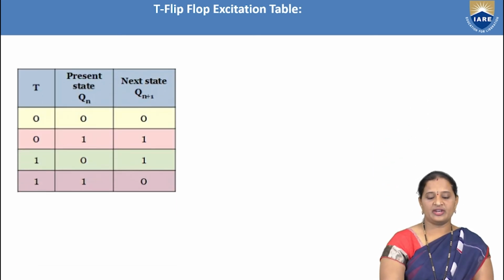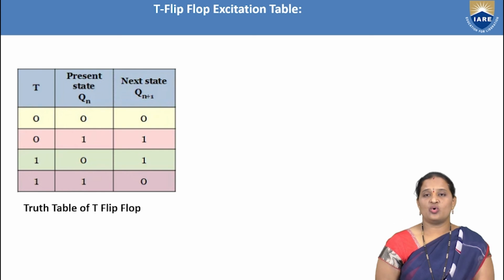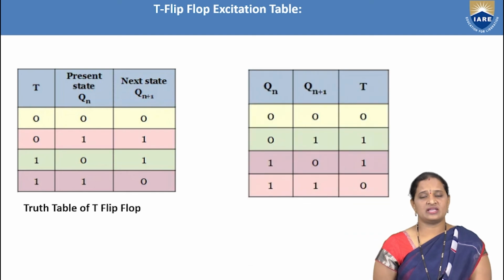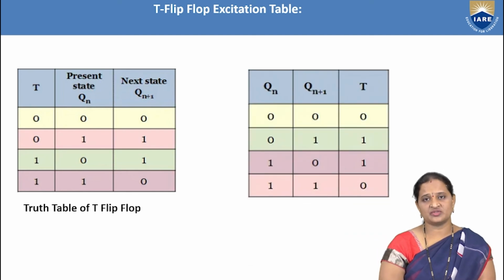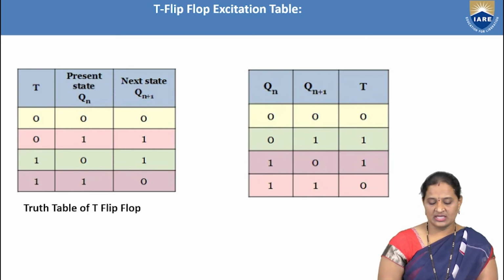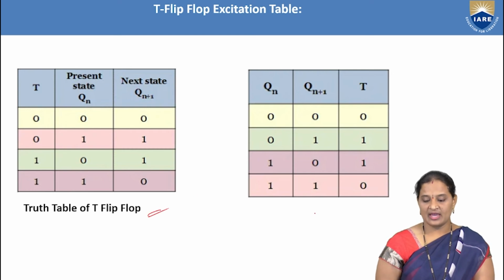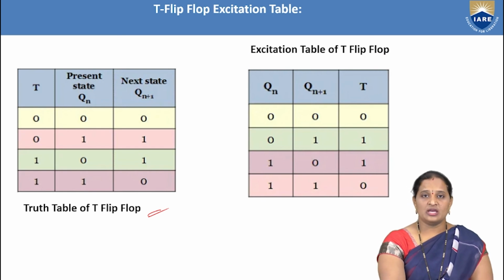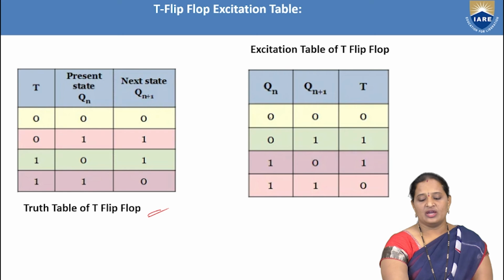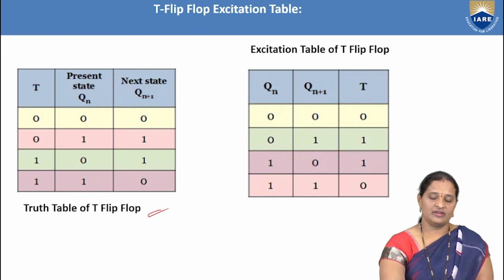So now we are going to derive the excitation table. As it also has a single input, it is easy to derive the excitation table. Even to remember the excitation table, it is very easy. So this is the truth table and this is the excitation table of T flip-flop. The excitation table will have the columns present state, next state, and the inputs that are to be applied to the flip-flop. The input that can be applied to the flip-flop is T here. Present state: 0, 0, 1, 1.